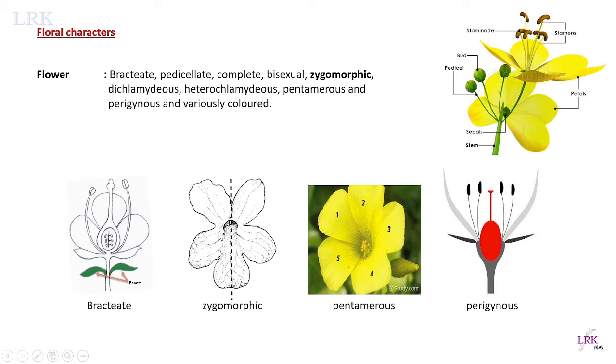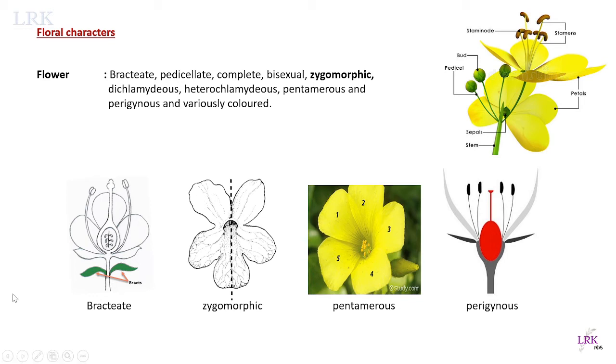Then such flowers are called zygomorphic flowers. They show bilateral symmetry. And these flowers are diclamydous. Diclamydous means the non-essential organs, that is calyx and corolla, are present in two different whorls, and they are heterochlamydous. That means we can differentiate the calyx and corolla easily. If they are not distinguishable, then we call it homochlamydous, and such a condition is seen in monocotyledons.